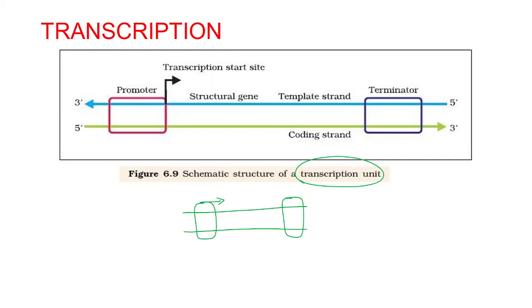Always do remember, here they have mentioned 3 prime and 5 prime, and here it will be 3 prime and 5 prime, and this is the direction from left to right. Here they have written the promoter, is that clear? And here it is the terminator. Next they have given structural genes and the template strand. The opposite one is called the coding strand.